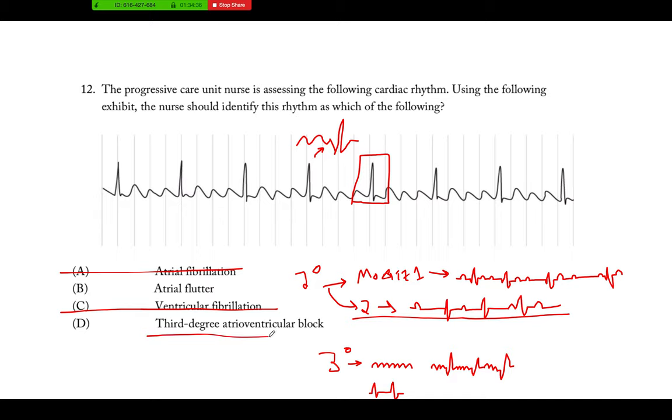Again, a little bit difficult to identify. I would be surprised if they asked you about that one. The Mobitz type 1 of your second degree AV blocks, I would say they'd be more likely to ask you about that, where it's longer drop. Okay.